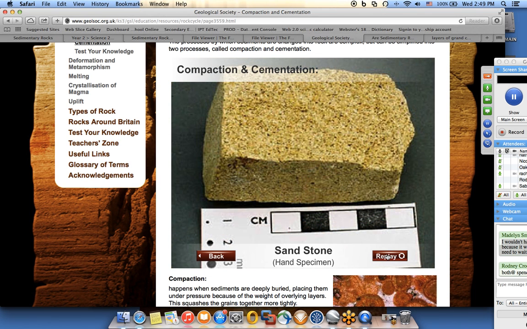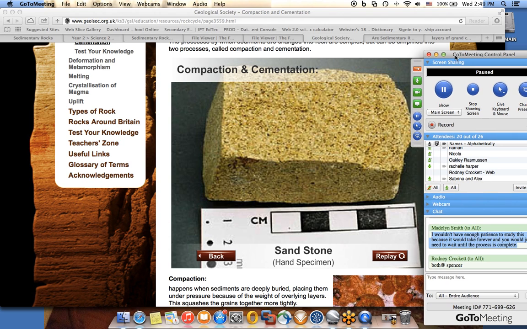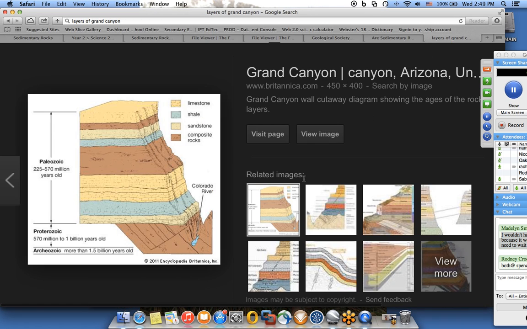All right. And now here we have a kind of a specimen of sandstone on that. So you can use this animation to explain also that process of cementation. I found this picture of the image of the Grand Canyon.